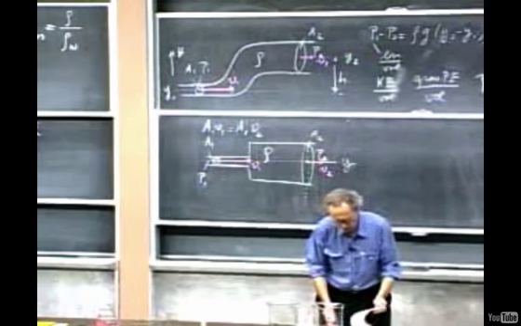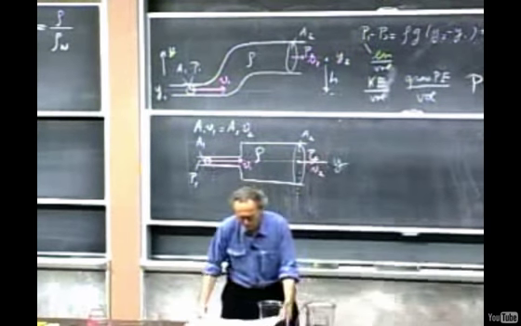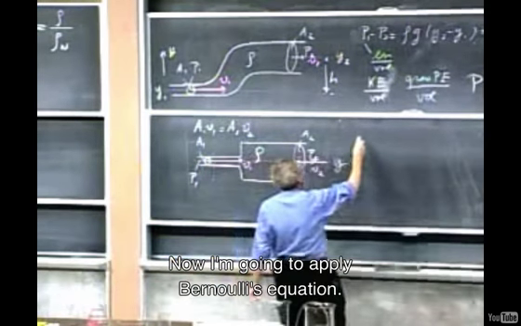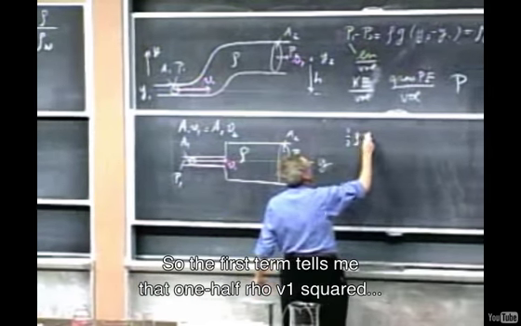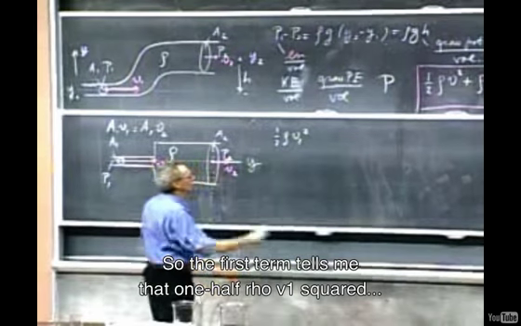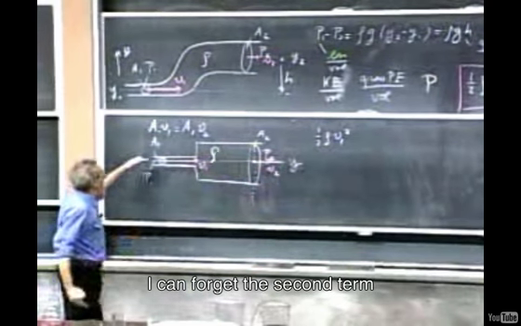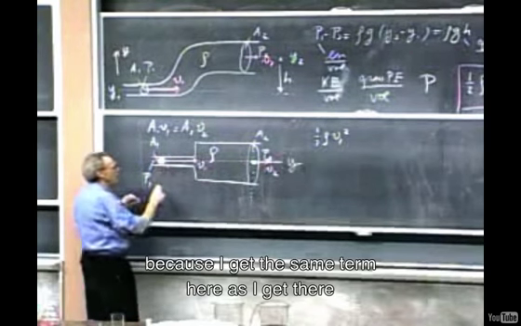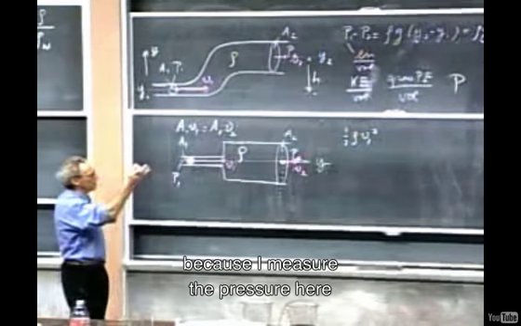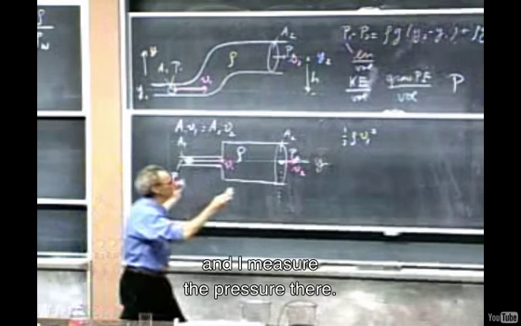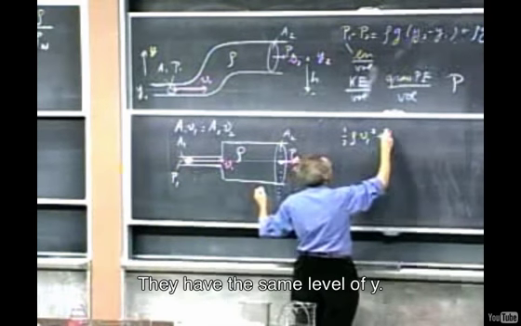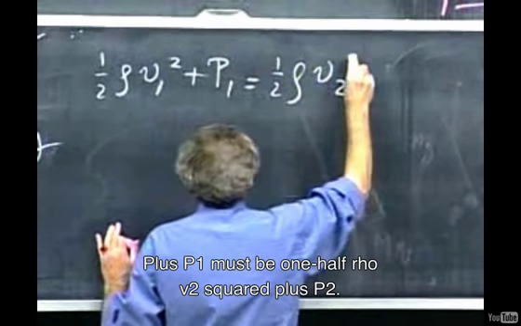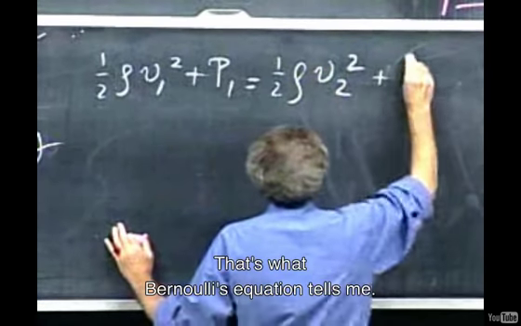Now, I'm going to apply Bernoulli's equation. The first term is 1/2 rho V1 squared. I can forget the second term because I get the same term here as I get there, since I measure the pressure here and there at the same level of y. So I can ignore the second term. Plus P1 must equal 1/2 rho V2 squared plus P2. That's what Bernoulli's equation tells me.